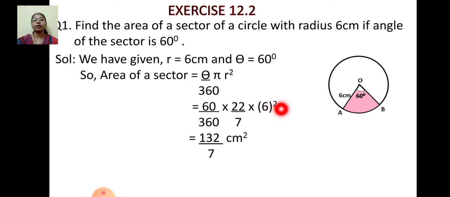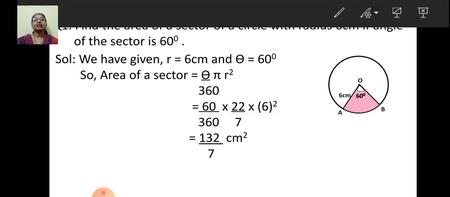So 6 square, right? Now let us cancel out the terms and simplify. So this 0 and 0 will get cancelled. Now 6 square is 36 and this 36 will get cancelled. So 6 into 22 is 132 upon 7 centimeter square. So either you keep this answer as it is, or you can convert it into decimal form up to 2 digits after the decimal point. So this is very simple. Now let us proceed.